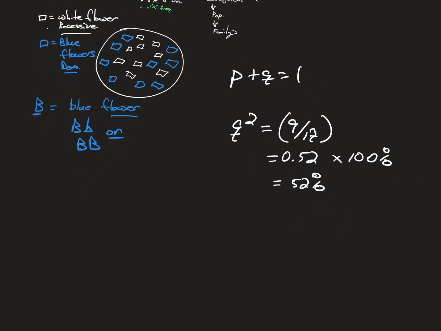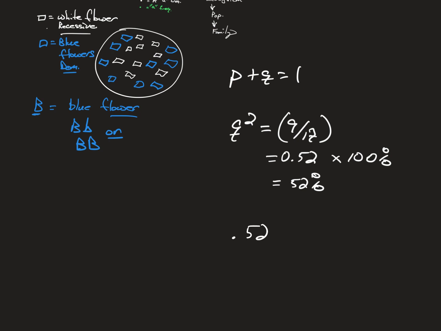So it's 52%. So you have 52% is Q squared. But I'm going to leave it at 0.52 because I'm going to do something crazy. I don't know if you know this. You may not know this. So Q squared is equal to 0.52. How do I find Q? Does anybody know?